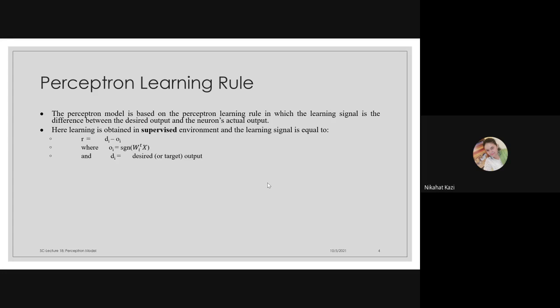So the output of the perceptron is sign of W transpose X. It's specifically the step function. And the learning signal is of course D minus O. So the weight update equation accordingly will be C times the learning signal R times X, the input. This gives the individual weight changes for all the inputs. For all the input features which are there, you will have to compute this. So it's talking at the individual level.